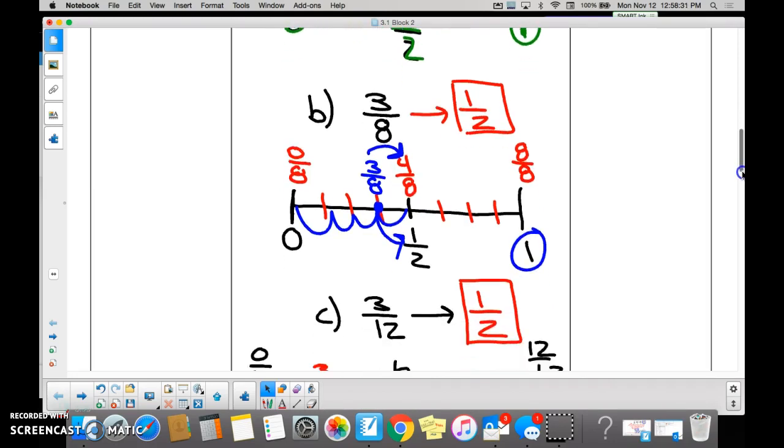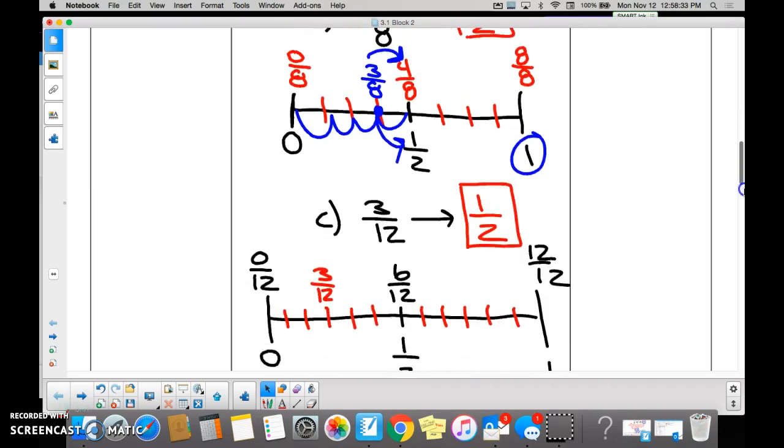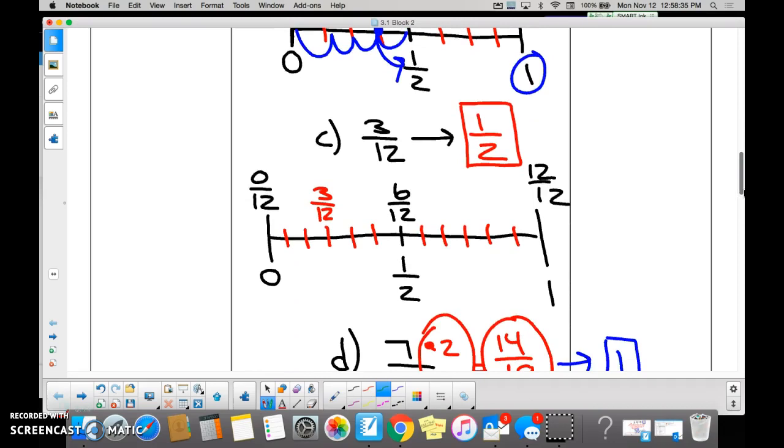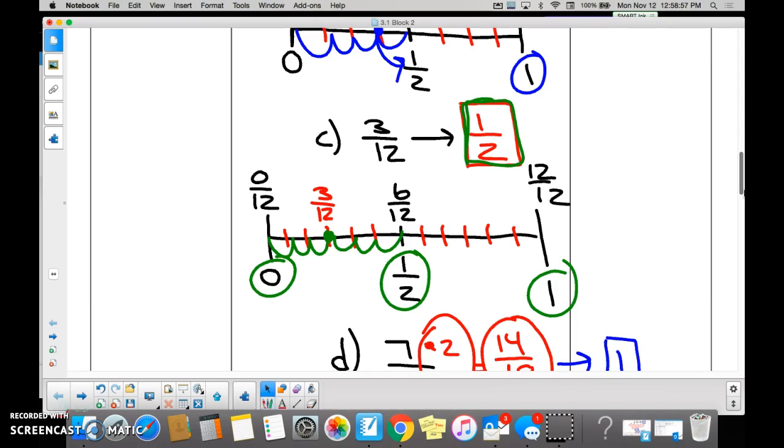Moving on down, letter C, 3/12. Again, we made our number line. We made our benchmarks. We put all of our fractions in terms of 12ths, and 3/12 ended up right smack in the middle of 1/2 and 0 because it is 1, 2, 3 spots to 1/2. It is 1, 2, 3 spots or 3 steps to 0. So because it's right in the middle, we give it a Shove. So 3/12 is really the same as when estimating.